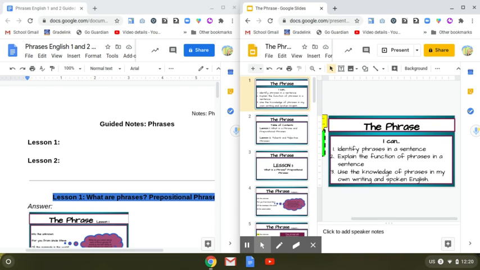Hi everyone, today we're going to talk about phrases. This is an introductory lesson for my English 1 and 2 classes. Please make sure that you have your guided notes either printed out with a pen or pencil in front of you, or you've split your screen like you see here with your notes on one side and the lesson on the other, either the Zoom lesson we're having or the video to this lesson.